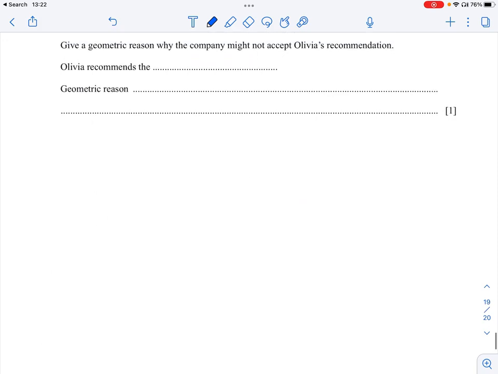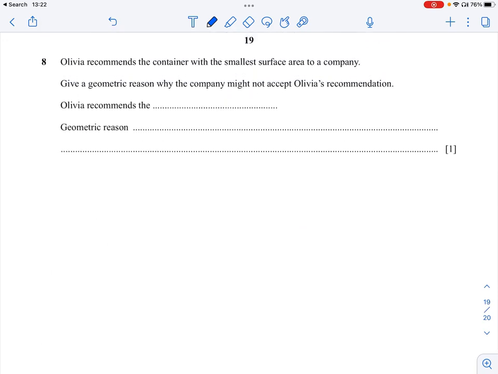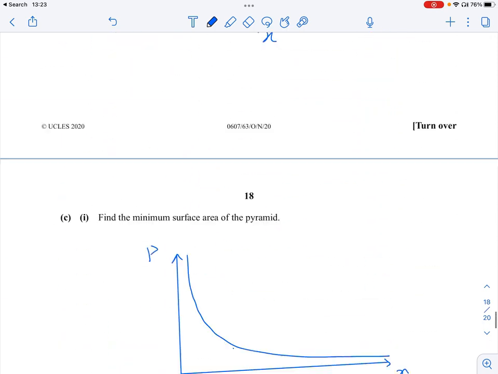Now, Olivia recommends a container with the smallest surface area to the company. Give a geometric reason why the company might not accept Olivia's recommendation. So she would have been recommending the cylinder. So what is happening? Why is it not in proper shape? Because we can see that there would have been a lot of wastage in the extra part.